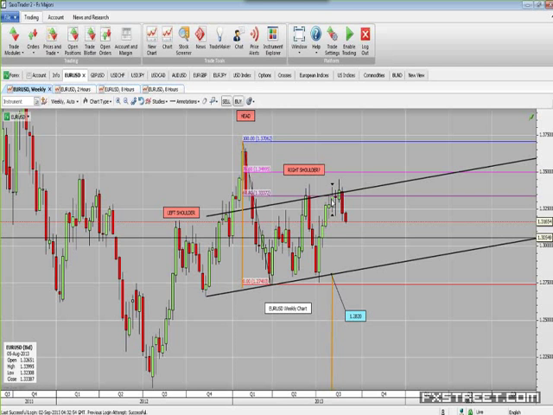Obviously, they're testing missiles at the moment, supposedly. If it does come to the crunch, then I think that pullback in the Dow could be very short-lived, and I think we could see some aggressive dollar buying as everybody runs for safe haven.